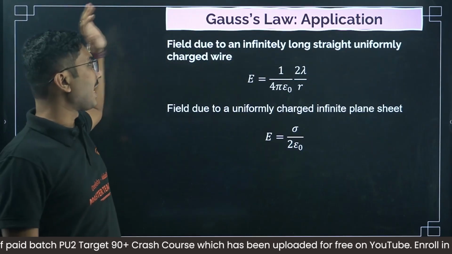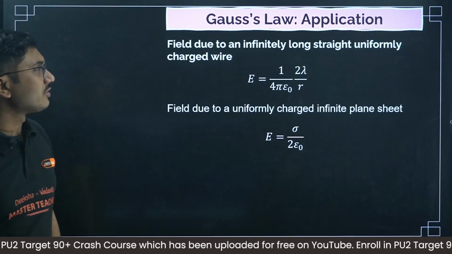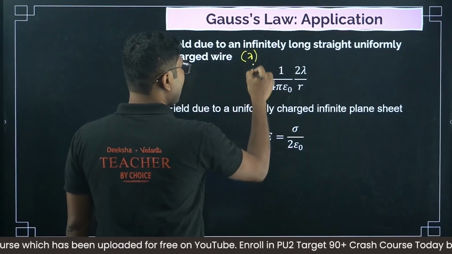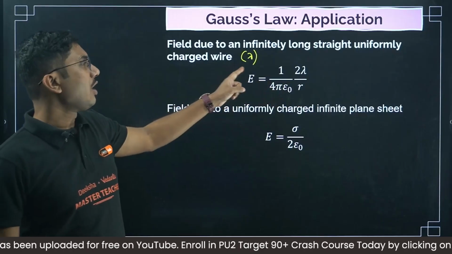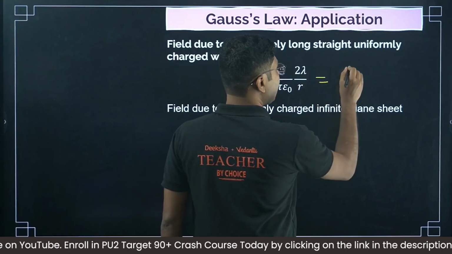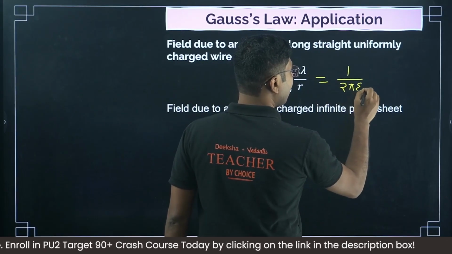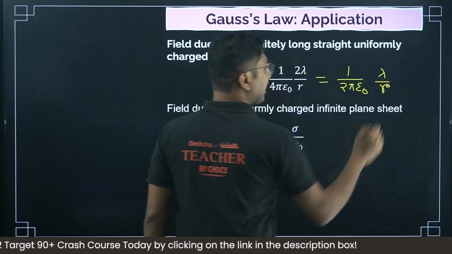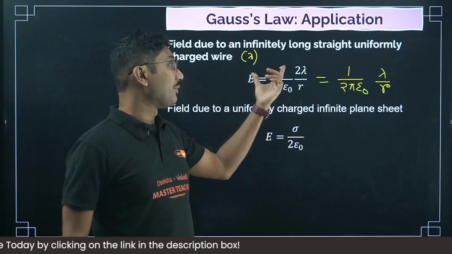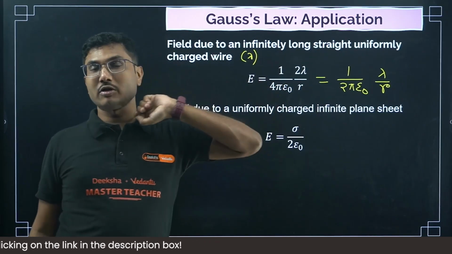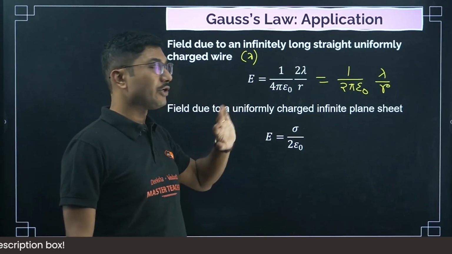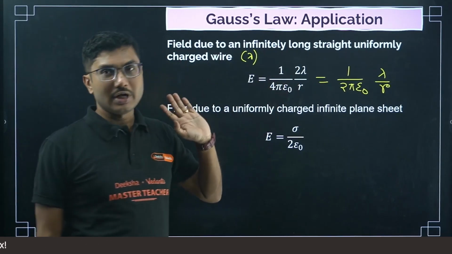So first we have applied Gauss's law to an infinitely long straight uniformly charged wire of linear charge density lambda. The electric field is given by, this is a way to remember, 1 by 4 pi epsilon naught into 2 lambda by r. Some people are familiar with 1 by 2 pi epsilon naught lambda by r. So whatever you are personally comfortable with, you can use that. I personally am comfortable with this expression because 1 by 4 pi epsilon naught, if you are solving a problem, can be written as 9 into 10 to the power 9, so you don't need to change anything. That's why I prefer this formula.